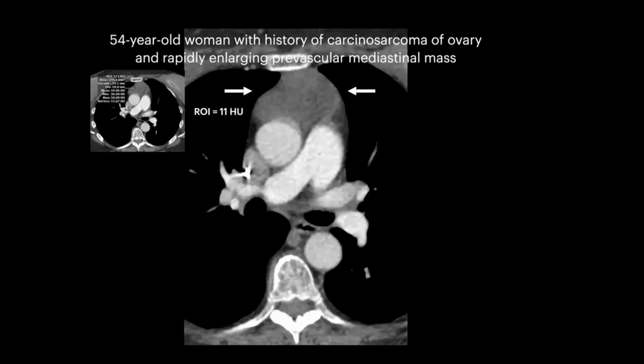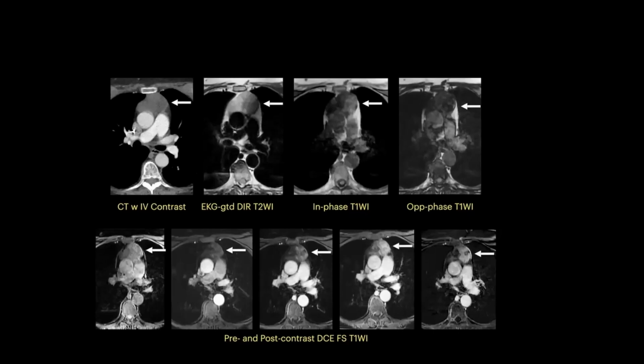This 54-year-old woman had a history of carcinosarcoma of the ovary and a rapidly enlarging prevascular mediastinal mass. It had a saccular morphology, homogeneous attenuation, and measured 11 Hounsfield units. So could it be an acquired thymic cyst? It sure looks like one on the CT, but it wasn't.